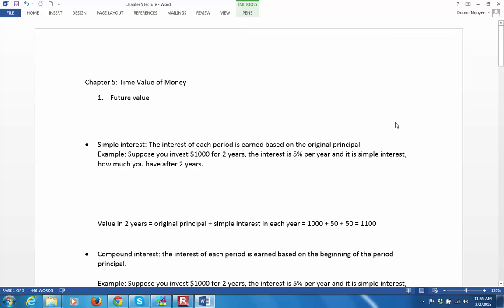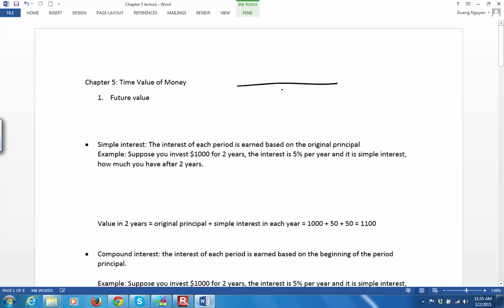Hello everyone. Since we don't have class today, let me go over chapter 5 a little bit for you. For chapter 5 we talk about time value of money. Money will have different values over time, because of the interest rate.